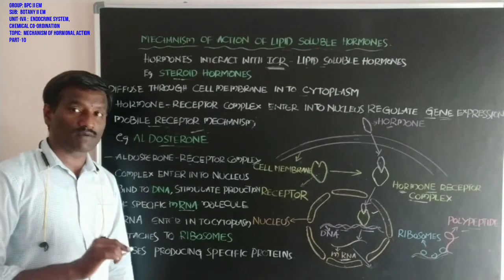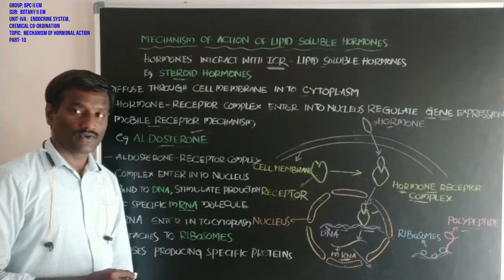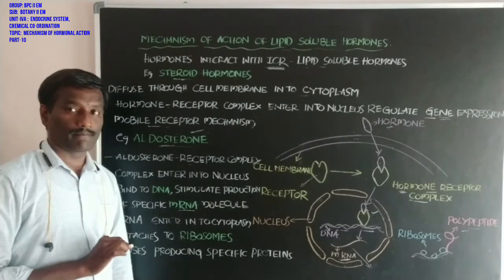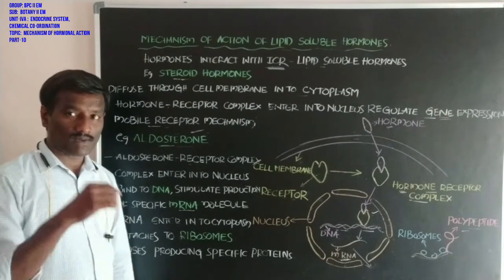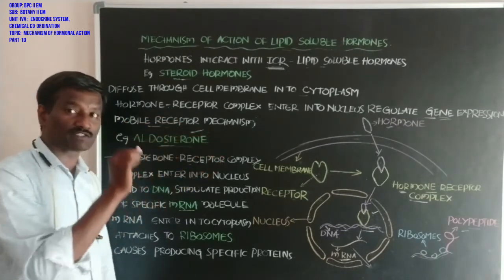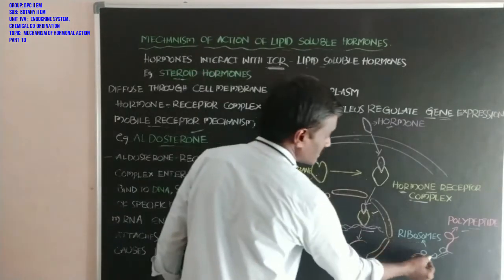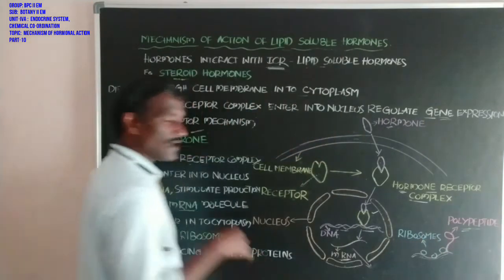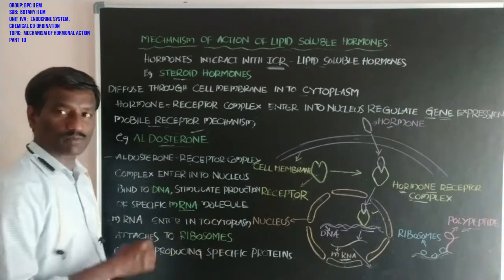What do you know about ribosomes? Ribosomes are small particles present in the cytoplasm. They consist of RNA and function to synthesize proteins, polypeptides. Ribosomes also attach to the endoplasmic reticulum in the cytoplasm. Based on the information provided by mRNA, they synthesize polypeptides, producing specific proteins, students.